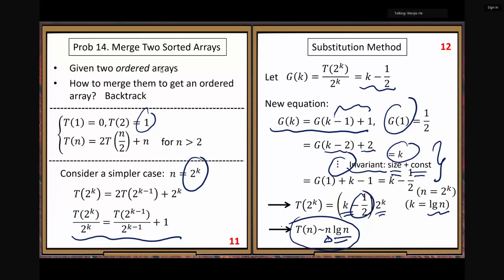Let me see how much time I have. Still have some time. The next thing I want to do: I want to show you how to estimate for the general case, using some relatively simple way.